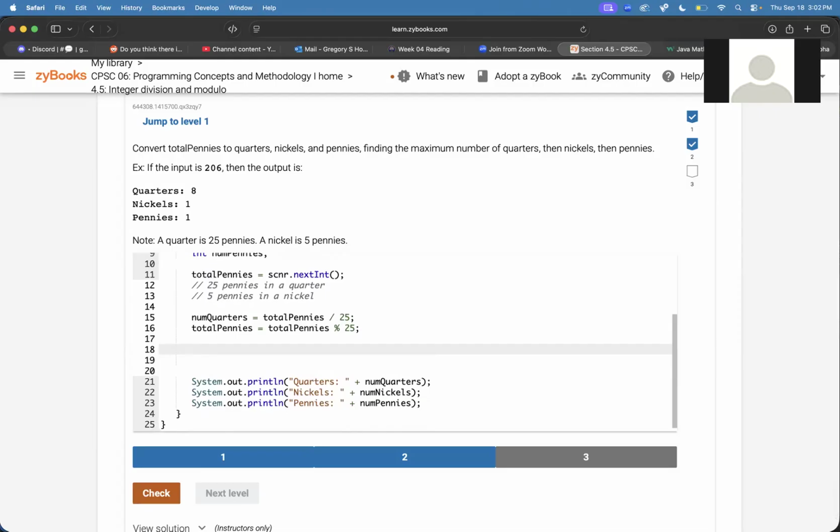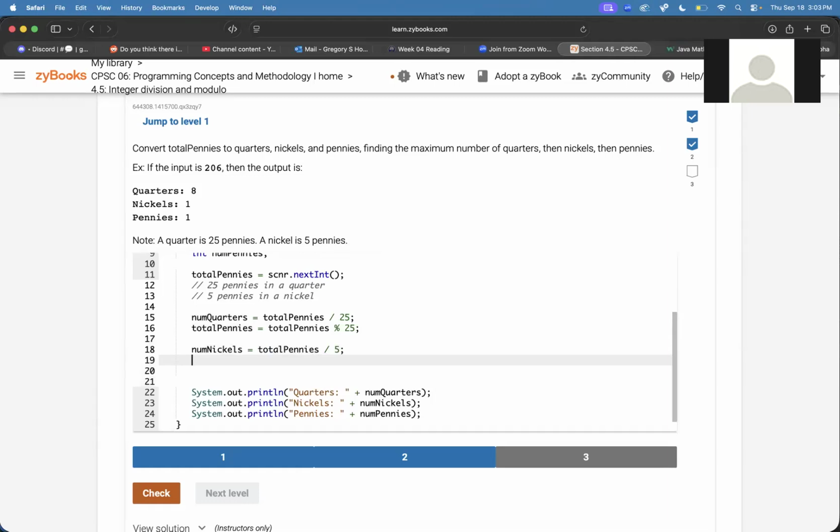And then it's the same for nickels. To get the num nickels, it's going to be the total pennies divided by how many pennies are in a nickel, and the answer is 5. After that, you need to figure out how many pennies are left over. I could do it this way, total pennies equals total pennies modulo 5, like that. And this is all fine. This is going to calculate the number of quarters and the number of nickels and the number of pennies.